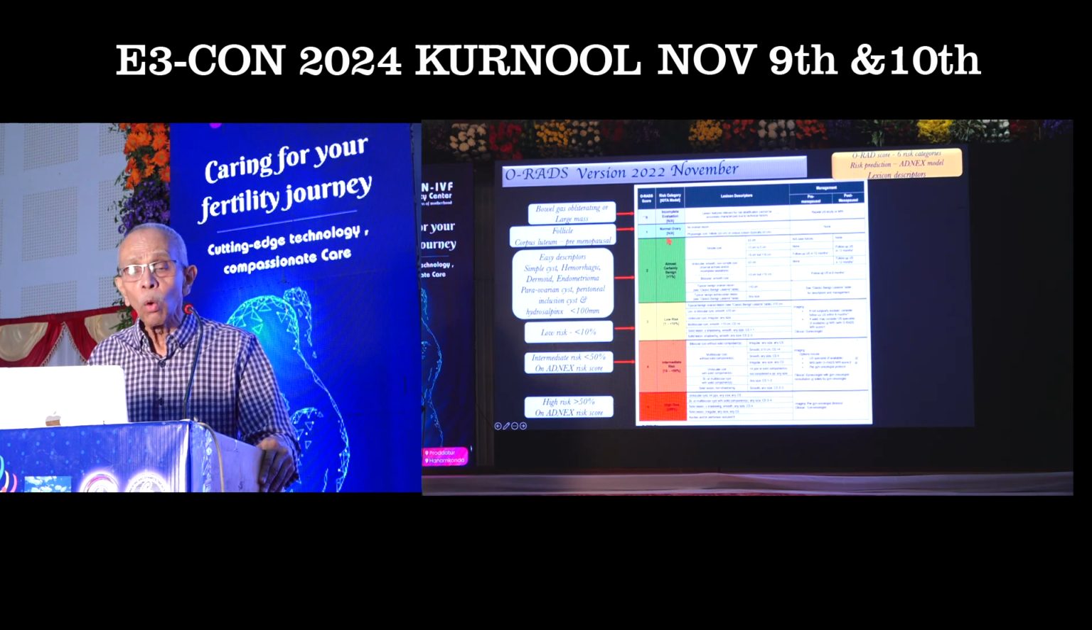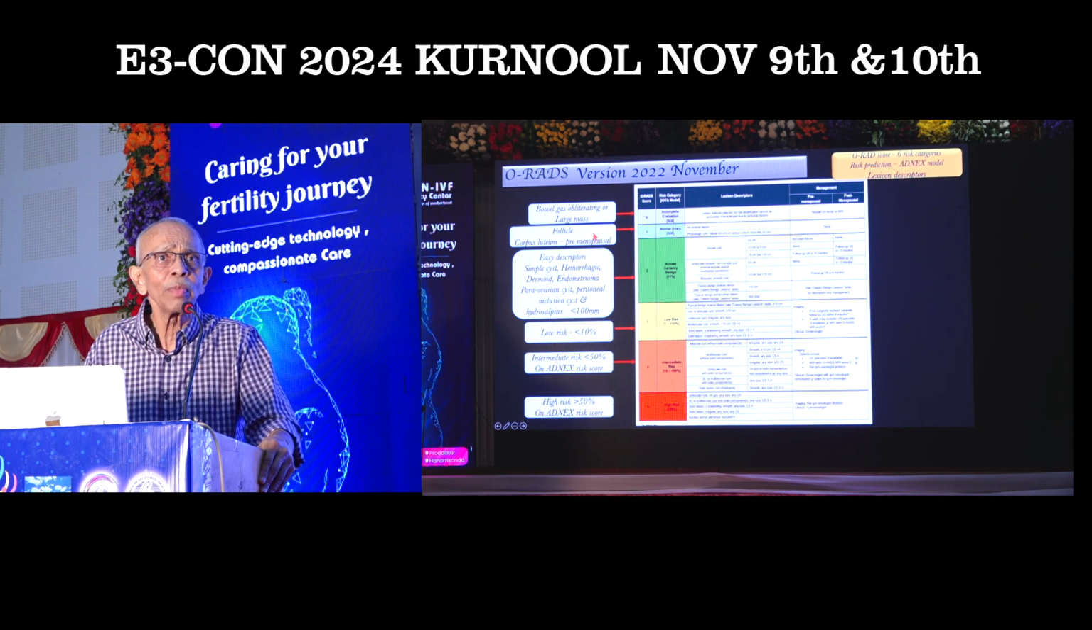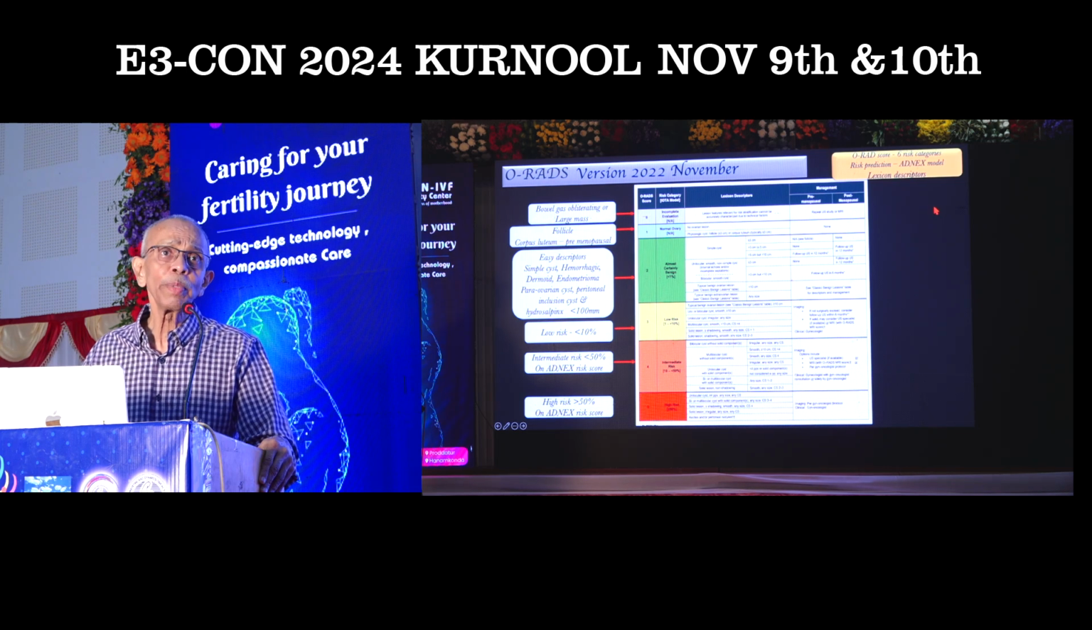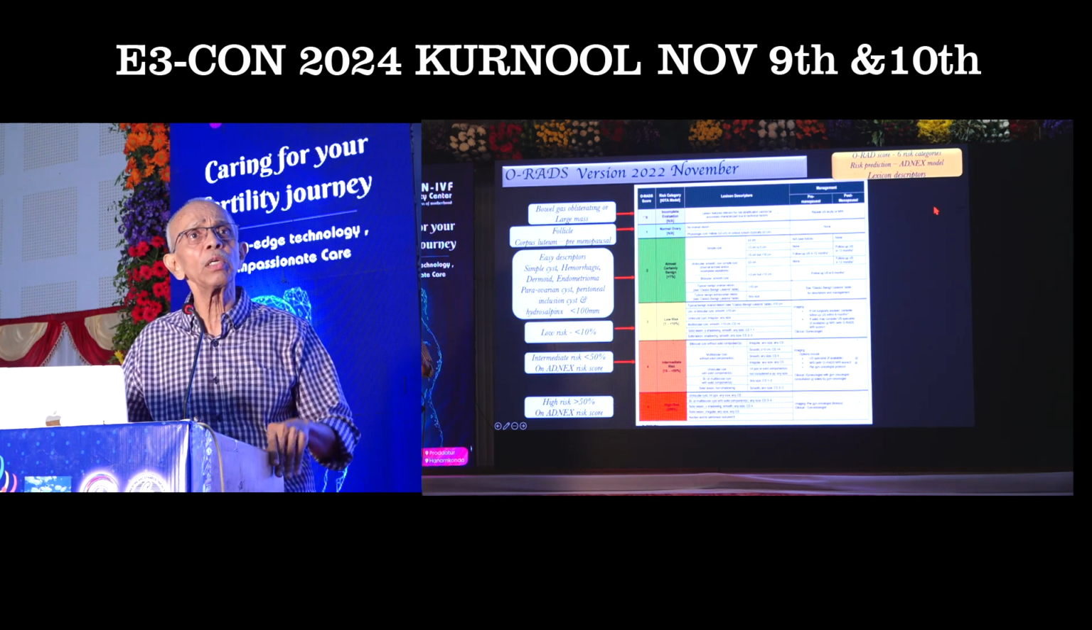Then we have an O-RADS score 1, in which we have a follicle, which is a normal functional component of the ovary, or it may have a corpus luteum in a premenopausal woman. These are the patients who are scored as score 1, and in this one the follow-up is none, because you don't need to follow up a follicle or a follicular cyst.